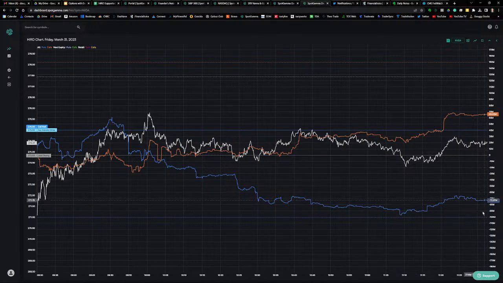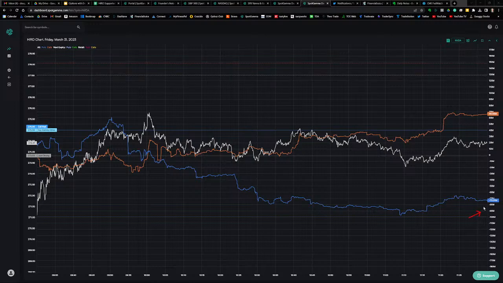So I would say up until this time at about 11:30, put buyers were dominating. I'm looking at this notional value right here, minus 73 million versus positive 66 million. Orange line calls, so buying calls and buying puts, positive delta for calls, negative delta for buying puts.